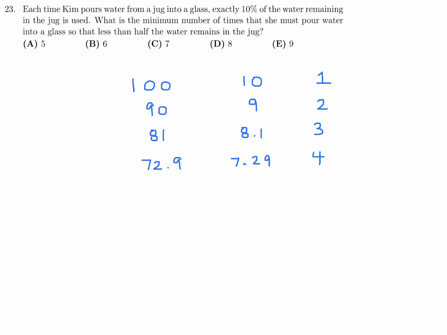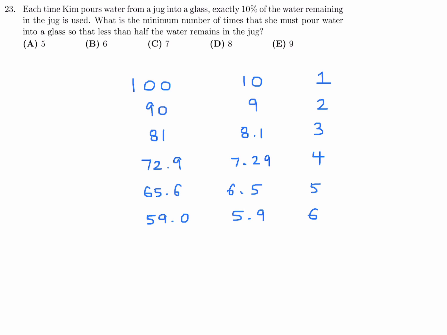Now we have to take 72.9 and subtract 7.29, and that is about 65.6. And 10% of that is what she pours, 6.5, and that is the fifth time she pours. Then we have to subtract these, and again, you get about 59.0. She will pour 10% of that, which is 5.9.